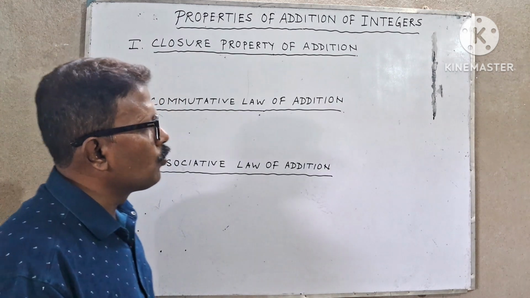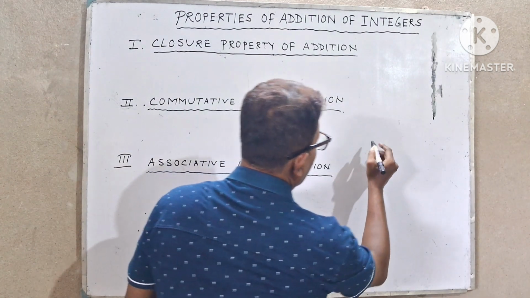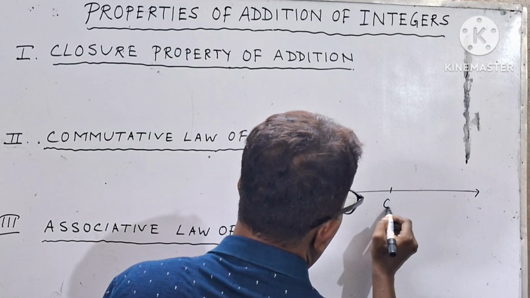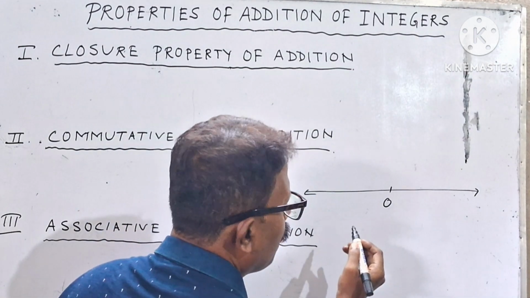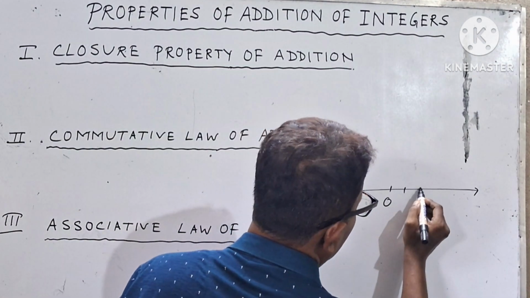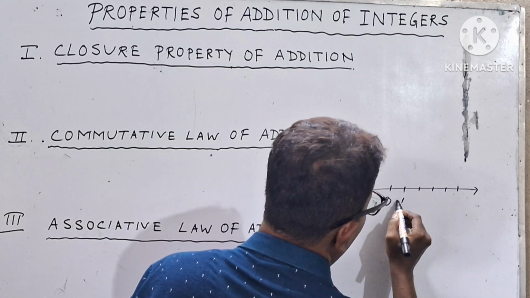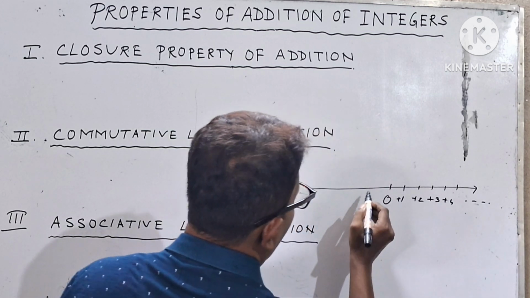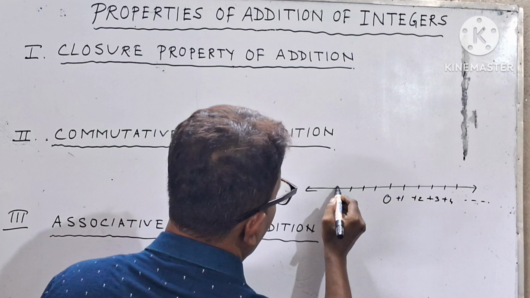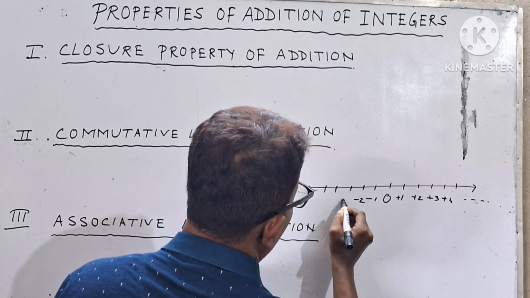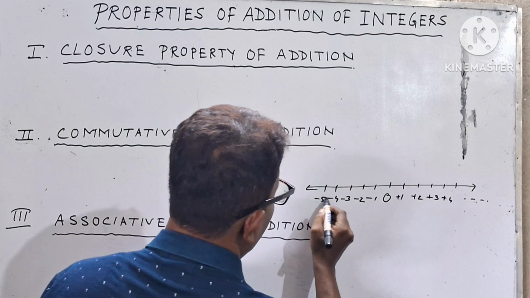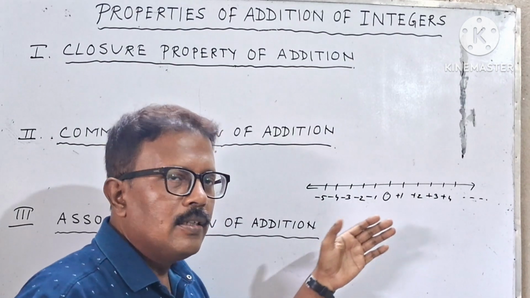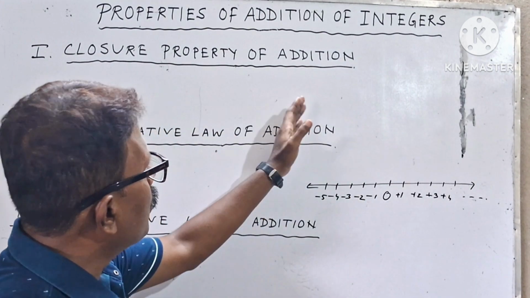First, we have to write some integers on the board. That is 0. You know the number line. Here 0 is at the middle point, and if you proceed to the right hand side, that is 1, 2, 3, 4 and so on, plus 1, plus 2, plus 3, plus 4 and so on. And here minus 1, minus 2, minus 3, minus 4, minus 5 and so on. These all are integers. Now we are going to discuss some properties of addition.